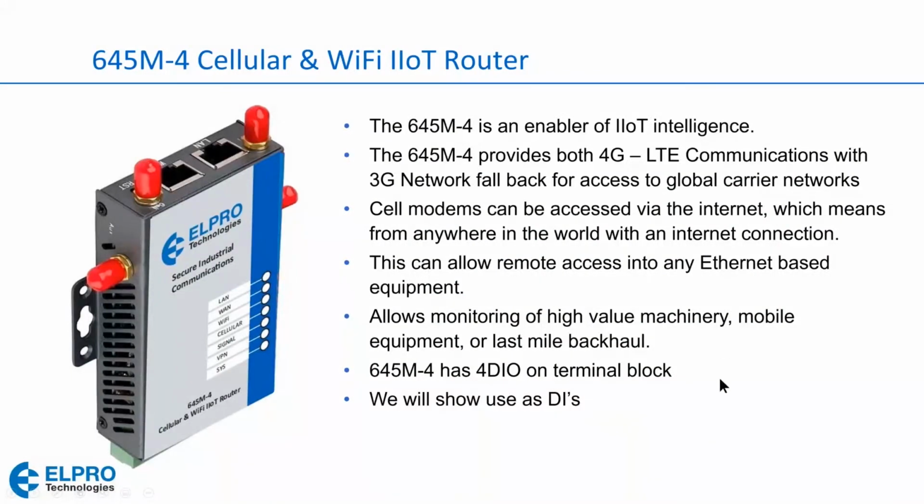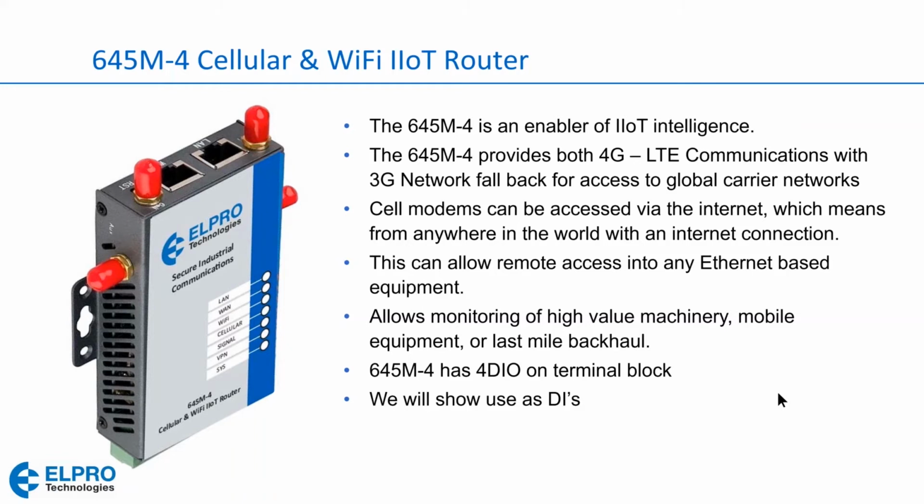Okay, so just a little bit about the 645 here. We call it the industrial Internet of Things device enabler. It has 4G cellular communications with 3G fallback. And what that means is that because cellular modems can be accessed via the internet, you can access this device from anywhere in the world that you have an internet connection.